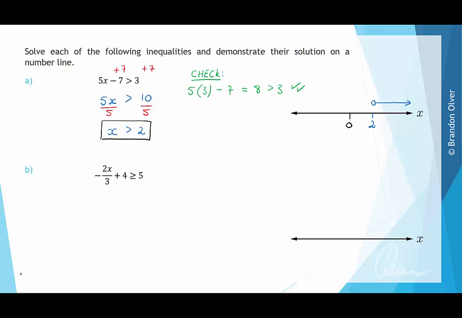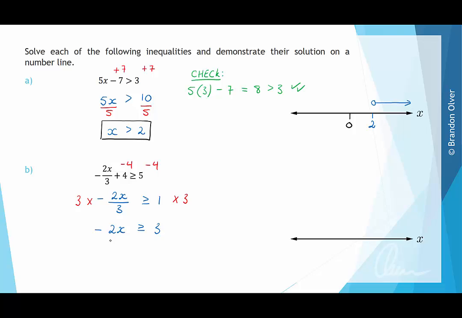For part B, we have negative 2x divided by 3 plus 4 is greater than or equal to 5. So we're going to start off by subtracting 4 from both sides of the inequality. So that will give us minus 2x divided by 3 is greater than or equal to 1. And then we're going to multiply both sides of the equation by 3. So this will give us minus 2x is greater than or equal to 3.